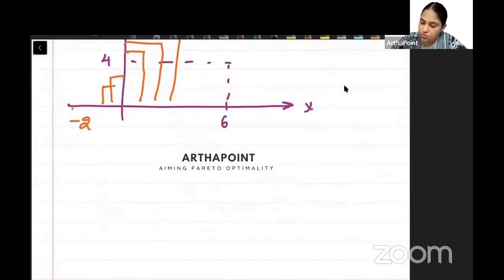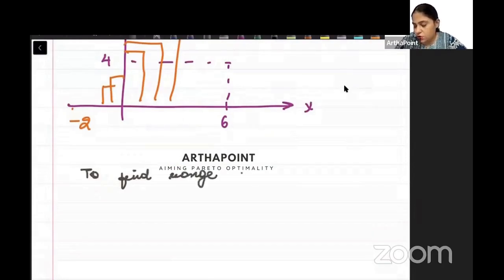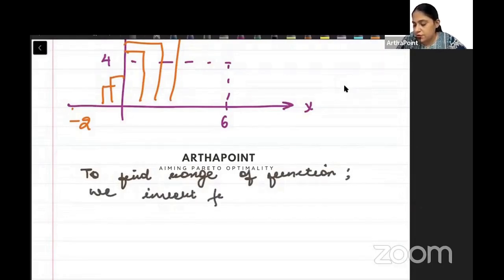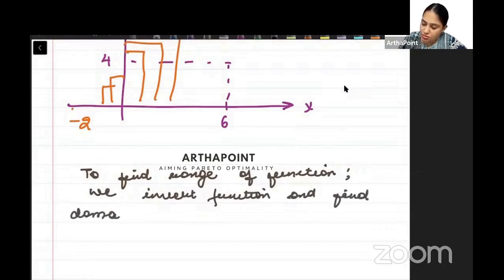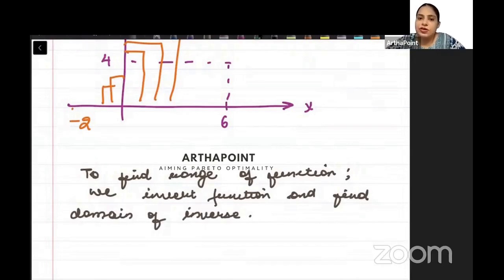So please write down. To find the range of a function, we invert the function and find the domain of the inverse. We invert the function, and we try to find the domain of that inverse, right? Let's try to do this in this case.